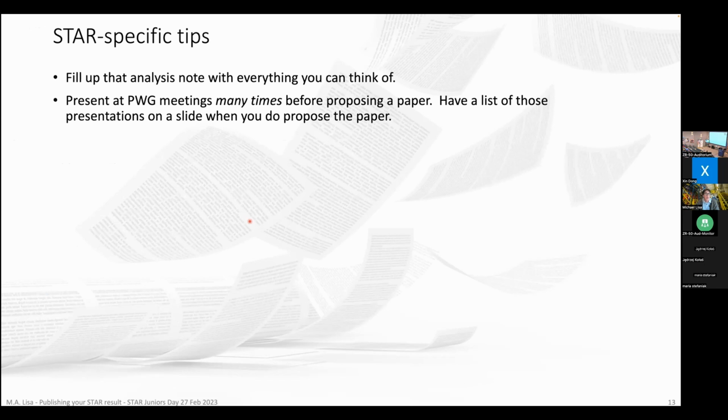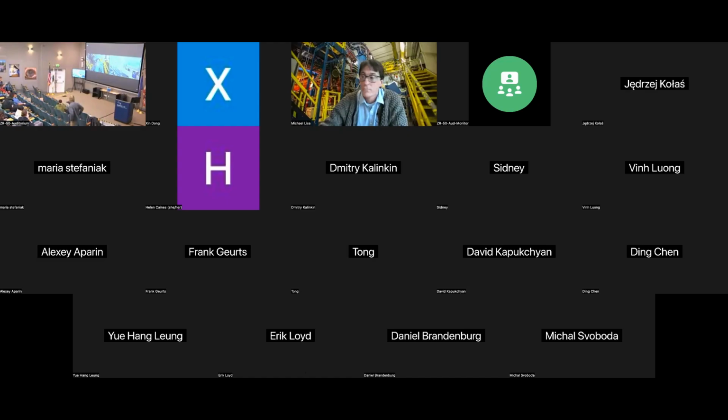Okay, the ones that Conrad didn't say because they were STAR specific: fill up that analysis note with everything you can think of and present at PWG meetings before you propose the paper. That'll just reduce delays in an already long process. Okay, that's all my slides. Thanks for the great advice.